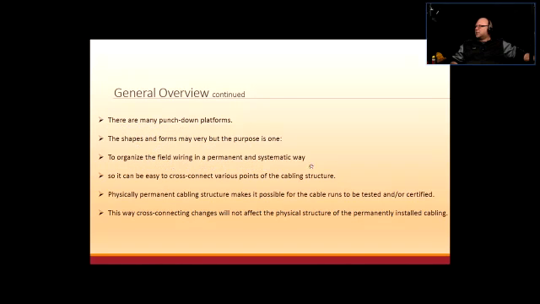I'm going to read it and explain this to you. So it can be easy to cross-connect various points of the cabling structure. Physically, a permanent cabling structure makes it possible for the cable runs to be tested and certified. This way, cross-connecting changes will not affect the physical structure of the permanently installed cabling. What does this mean?